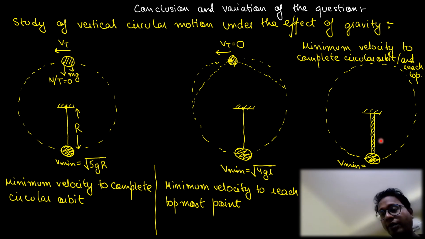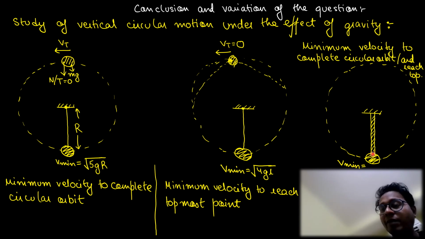Now the third part of the question: instead of being attached to a string, it is attached to a massless rod, that is, glued to a massless rod. The minimum velocity for it to stay in a circle is also the necessary condition for this bob to reach the topmost point. That means if I apply a minimum velocity such that this bob reaches the topmost point, it will automatically stay in a circle. Why? Because the normal contact force cannot be zero here, as the mg force is acting on the normal contact force.